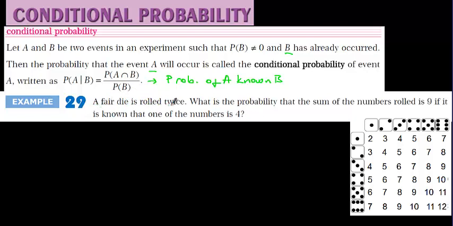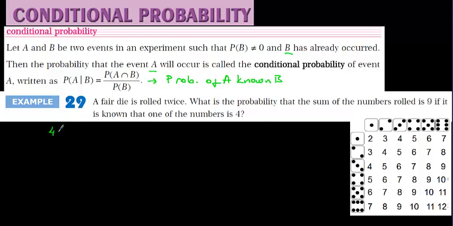A fair die is rolled twice. What is the probability that the sum of the numbers rolled is 9, if it is known that one of the numbers is 4? So firstly we are going to find which sums contain 4. Here these sums contain 4, and these sums here also contain 4.